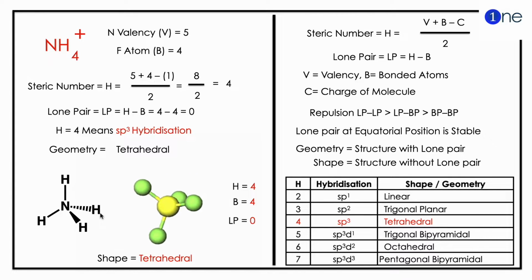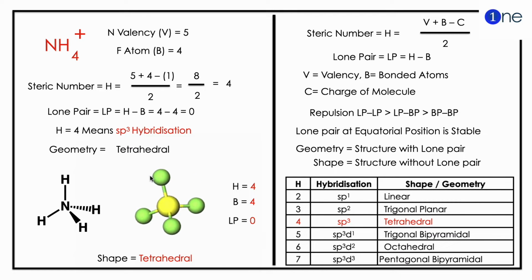To find the hybridization, you should know the steric number, which is H equals (V plus B minus C) divided by 2. Here V stands for valency. Valency of nitrogen is 5 and hydrogen atoms are 4. So if you substitute in the H formula, you have 8 by 2 gives 4. So the lone pair will be H minus B, which is 4 minus 4, which is 0.